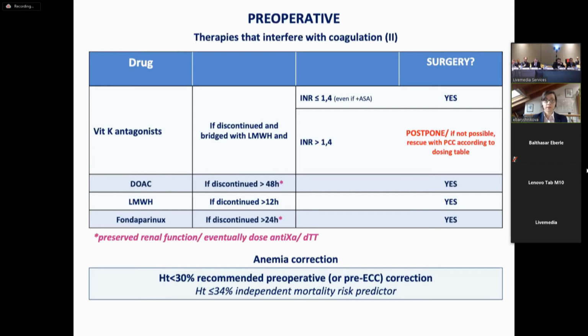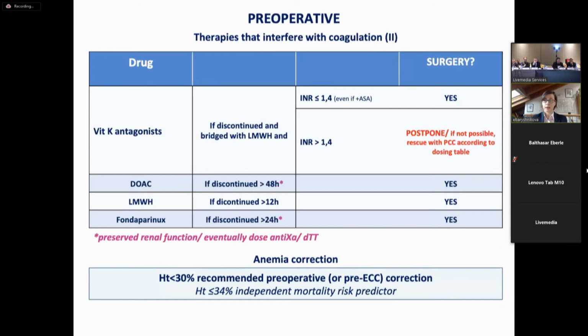And new antidotes are coming in a few years, I think. And it's really important to optimize coagulation of this patient before surgery. The anemia correction is a really measured pillar of this preoperative evaluation, and this topic deserves a lecture of its own for its importance. But just let me say that the preoperative hematocrit of less than 34% represents an independent risk factor for mortality.